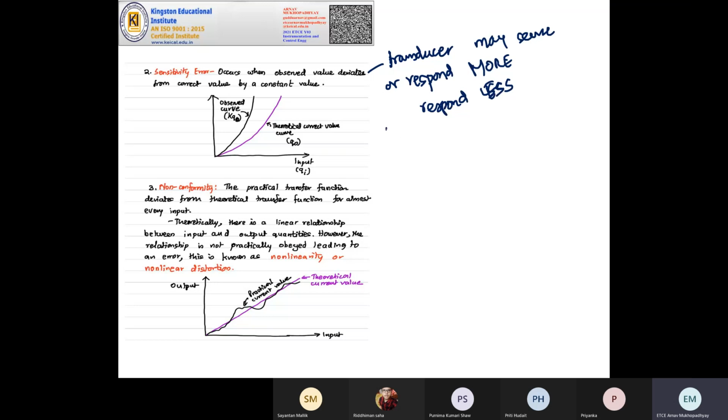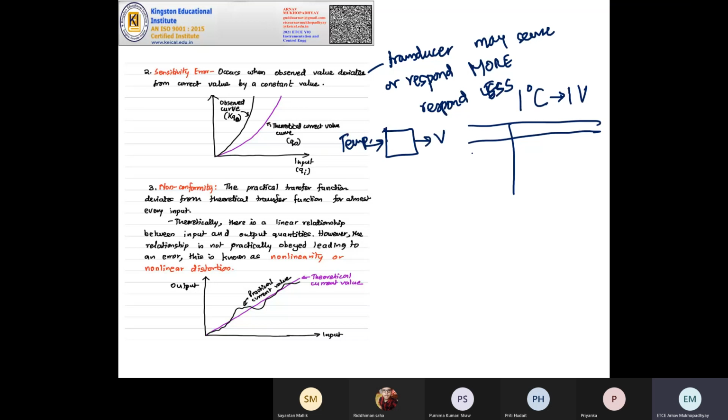Say you have a temperature sensor where you input temperature and you get output voltage. If you assume that for 1 degree rise in temperature, your voltage changes by 1 volt, that means for 100 degrees centigrade, it should show 100 volt. For 101 degrees centigrade, it should show 101 volt. But it seems that you are getting 100 voltage here, 110 voltage here, or somehow 120 voltage for 102 degrees centigrade, 103 you are getting 135 voltage.